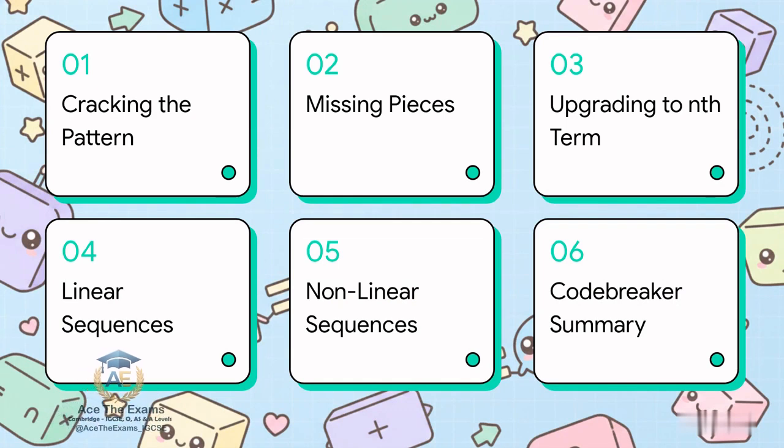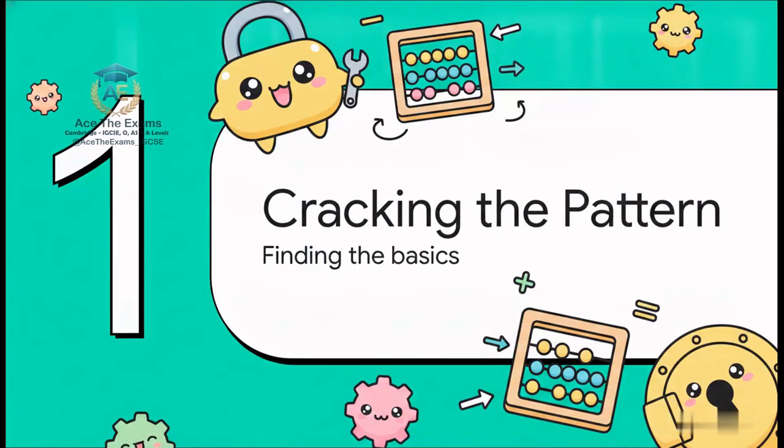We're starting with cracking the number pattern, then moving to the missing sequence pieces, upgrading to the nth term, decoding linear sequences, tackling nonlinear sequences, and finally, we'll wrap up with the ultimate codebreaker summary. Section 1. Cracking the number pattern.